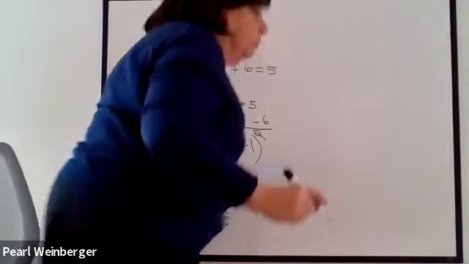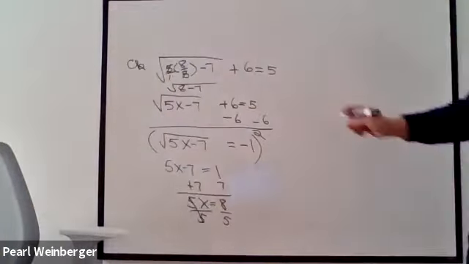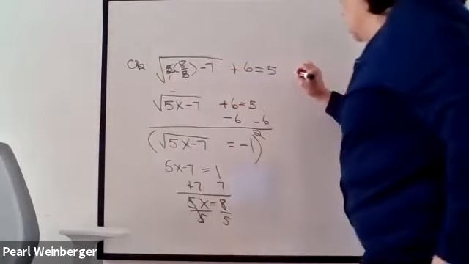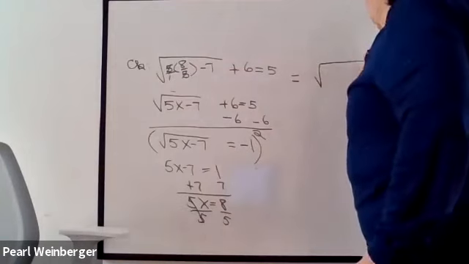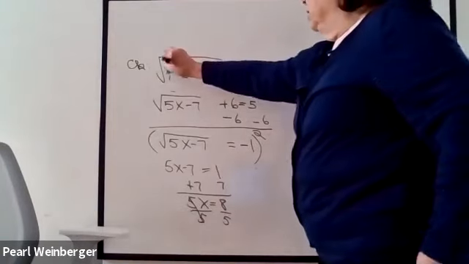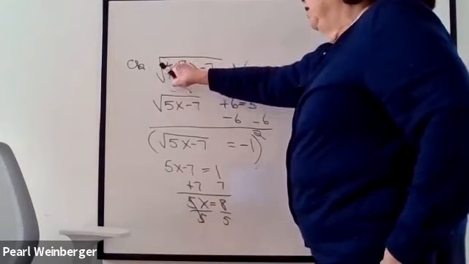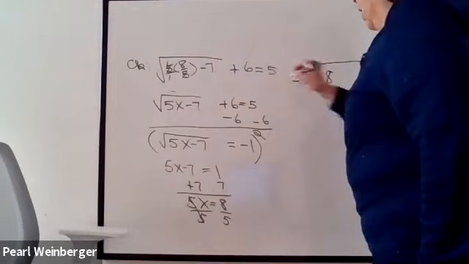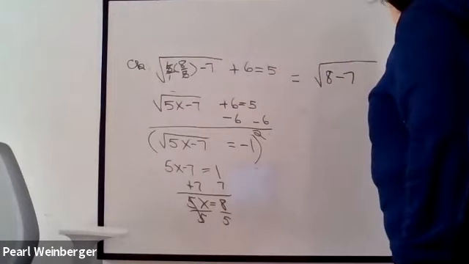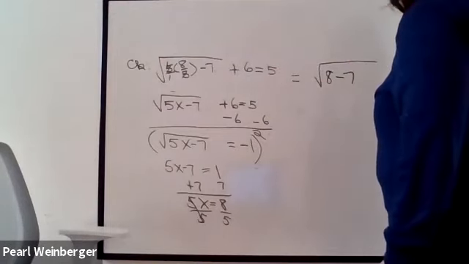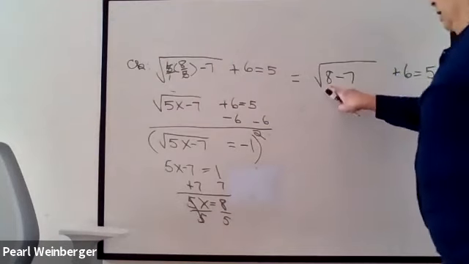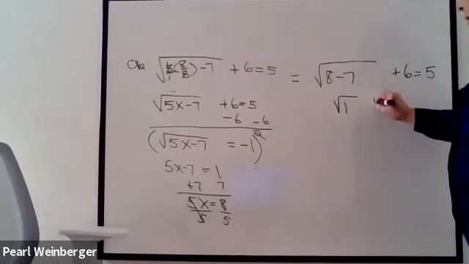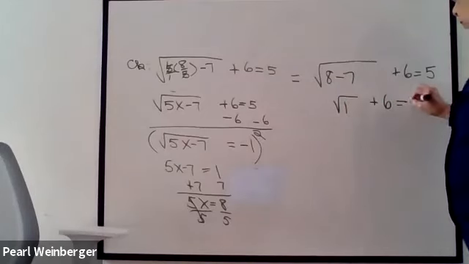Let me move over here. So multiplying this canceled with this, or you could just do it. 5 times 8 is 40 divided by 5 is 8. 8 minus 7 plus 6 equals 5. Now, 8 minus 7 is 1. So this is the square root of 1 plus 6 will give me 5.